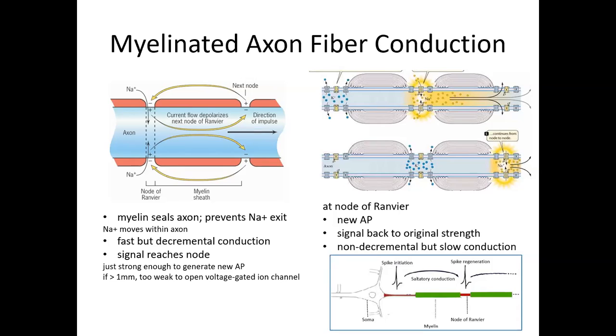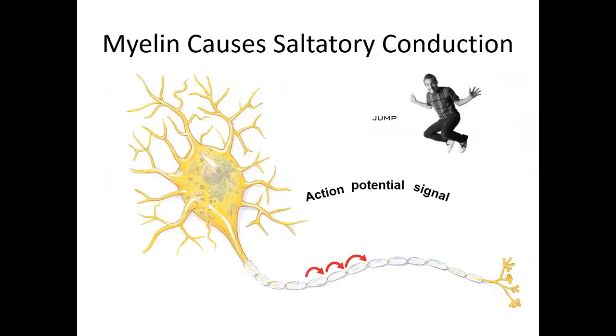So basically, the spike initiation is only happening at the nodes of Ranvier. After you leave the axon hillock, it's the node of Ranvier, then the next node of Ranvier, then the next node of Ranvier, all the way down until you hit the axon terminals. And so this is called saltatory conduction. Saltatory is a word that means to jump. And so it's as if the action potential signal is jumping from one node to the next node to the next node.